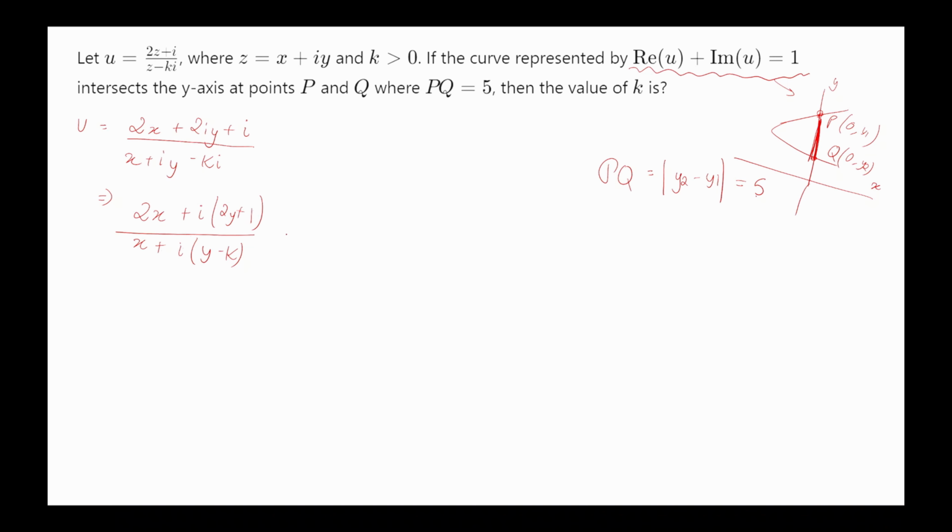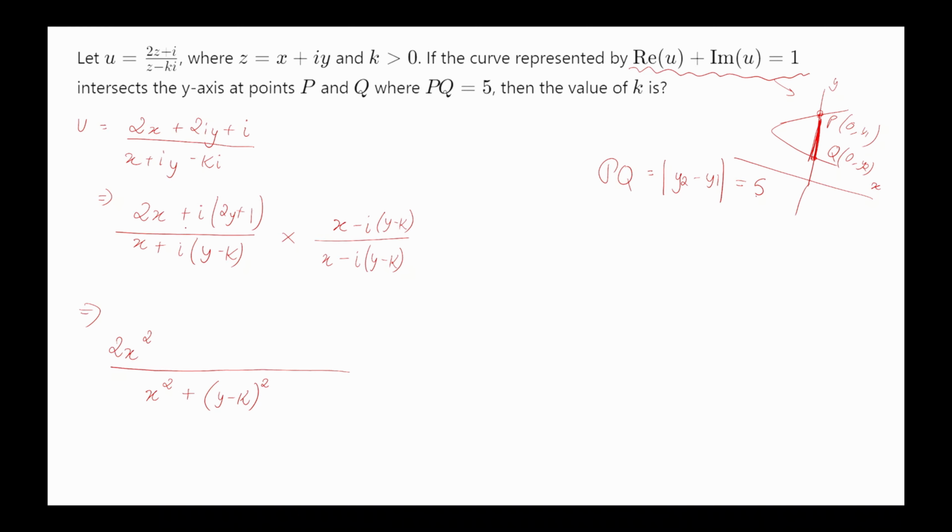Now again, it is our duty to remove the complex number from the denominator. So what we'll do is we'll multiply x minus iota times y minus k, and x minus iota times y minus k in the numerator as well as the denominator. So from here, what do we get in the denominator? It is going to be x square, we would have minus iota square y minus k whole square, and iota square is minus 1, so this would become plus y minus k whole square. And in the numerator, we are going to have 2x square.